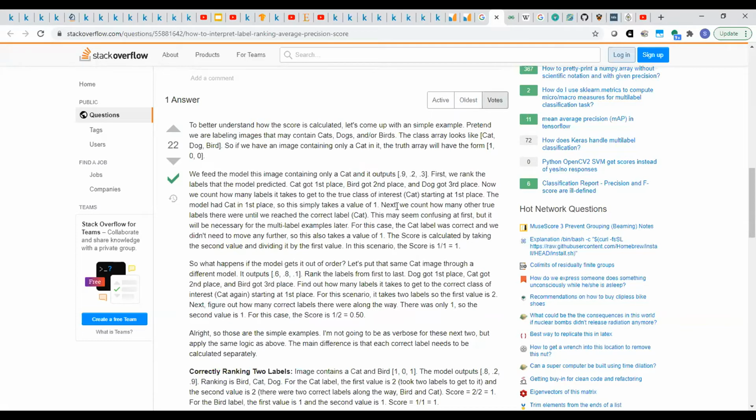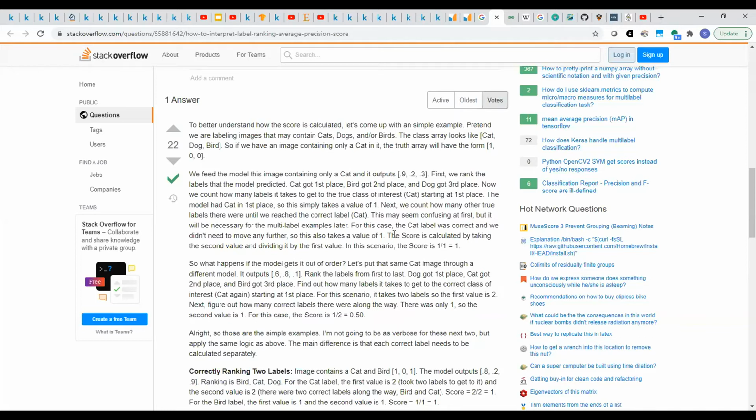Now, next step, remember the 0th step is rank ordering. The next step is calculating how many labels it takes to get to the label of interest, which in our case is cat. That's in position 1. So that's 1. Then the third step is we count how many other true labels there were until we reach the correct label. This may seem confusing, but we'll get to multi-label examples and that'll make it clearer. In this case, the cat label is the correct label and it is at the first position. So again, the answer is 1, and we don't need to move any further. So now the score is calculated by taking the second value that we get, which is this one, divided by the first value we calculated, which is 1.